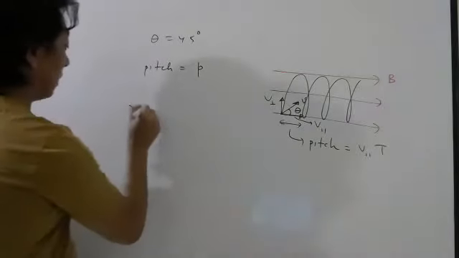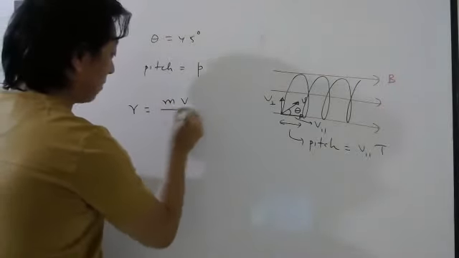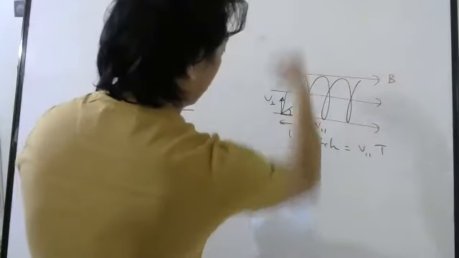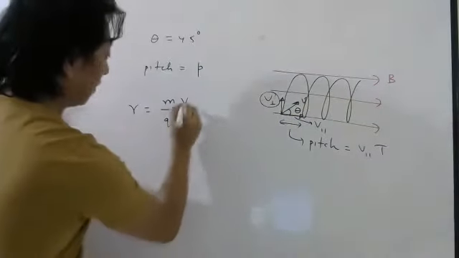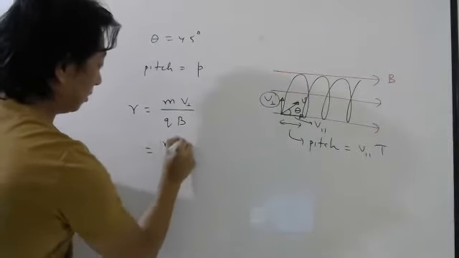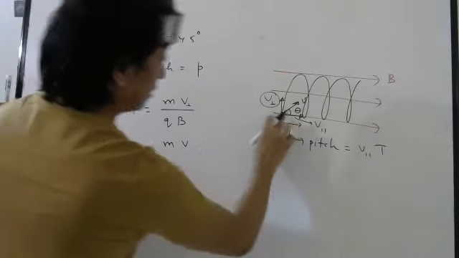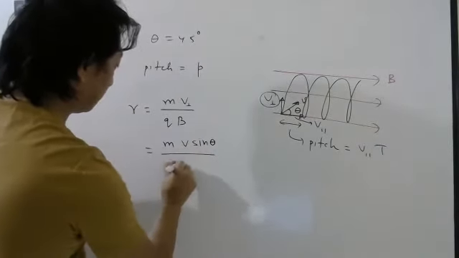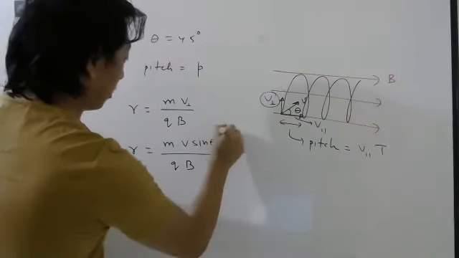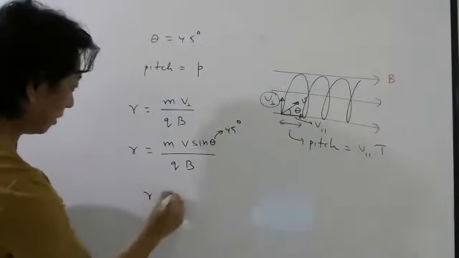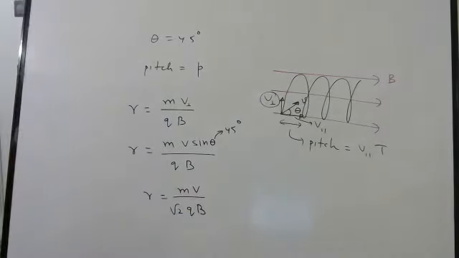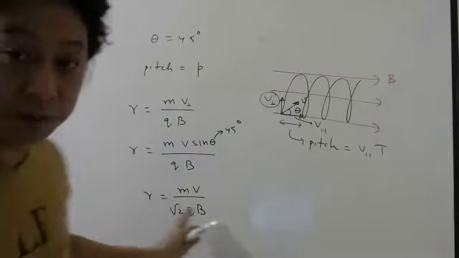Now for radius, what was the formula? mv by qB. But it is not this velocity which makes it go in circle. It is this velocity. So you have to write v perpendicular. And v perpendicular was, if you remember, v, this is cos theta, this is sin theta. So v sin theta by qB. Here theta is 45 degree. So radius will be mv by root 2 qB. So that would be the radius of the helical path. Acha, they want the answer in terms of pitch.